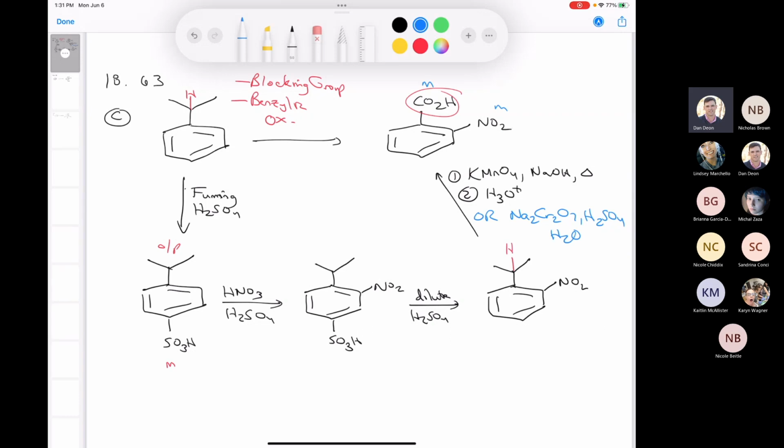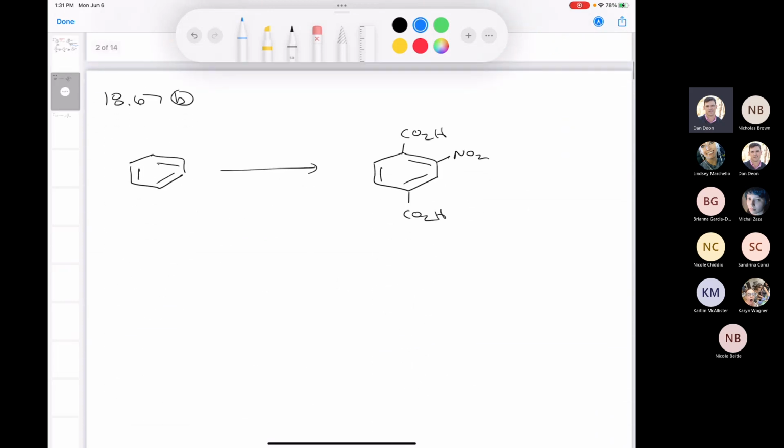Any questions about that one? Just two substituents, but I've got to put that blocking group in there. Does everybody follow me on that one? Does everybody just get where I went, like how to solve that one? Okay, cool. And again, don't hesitate if you have a question.